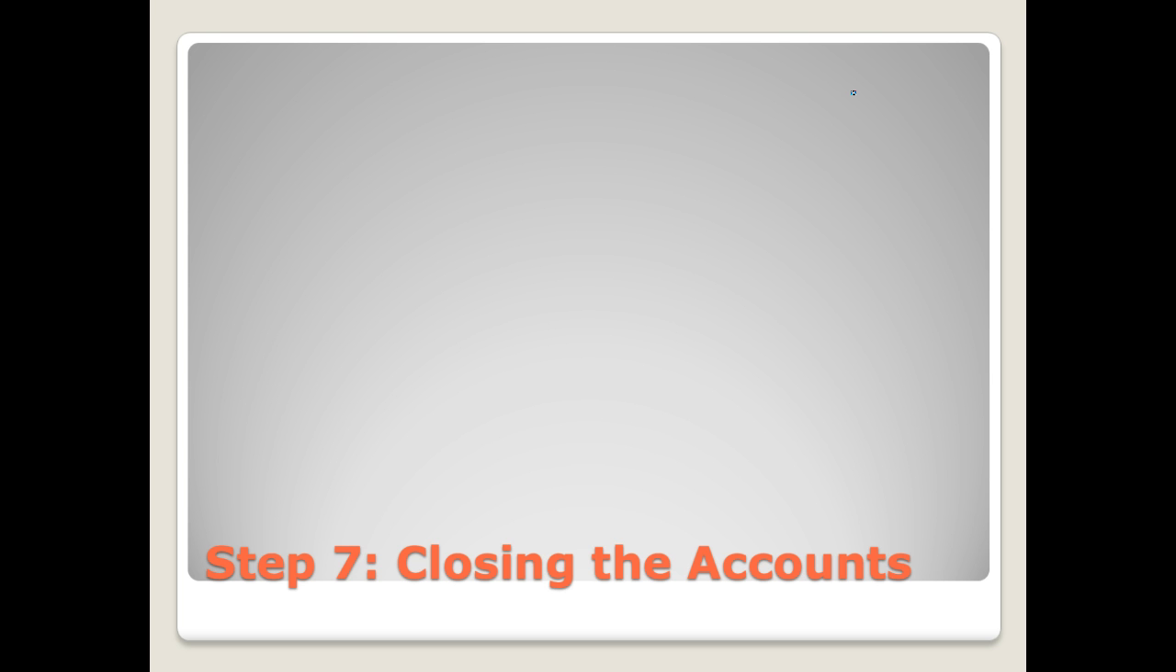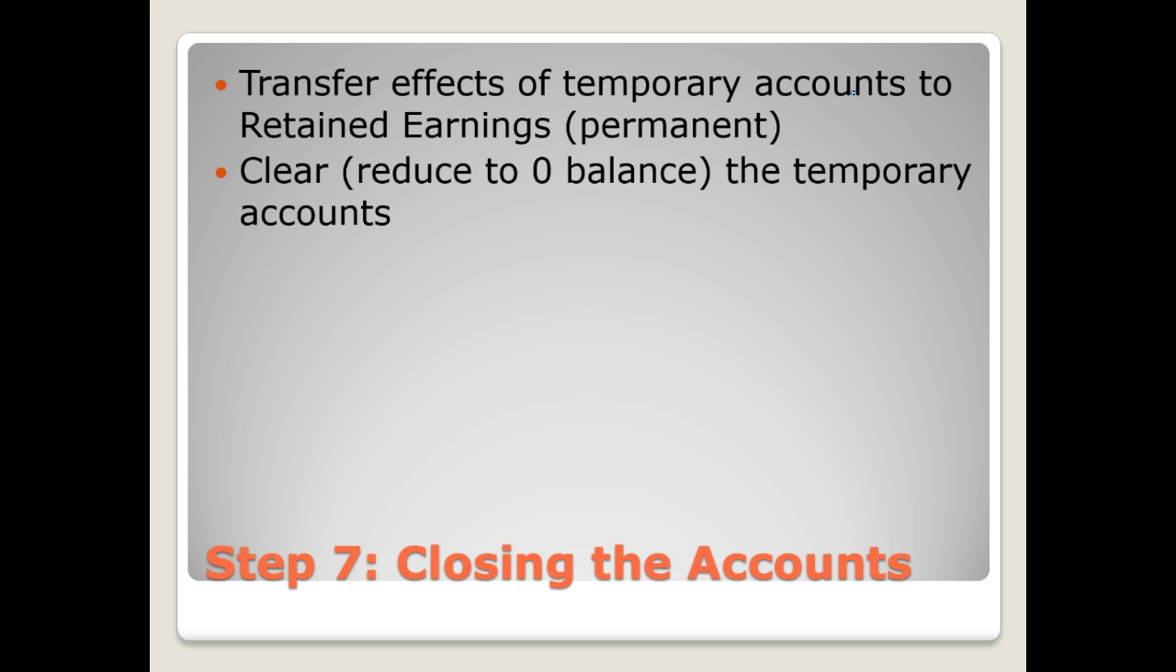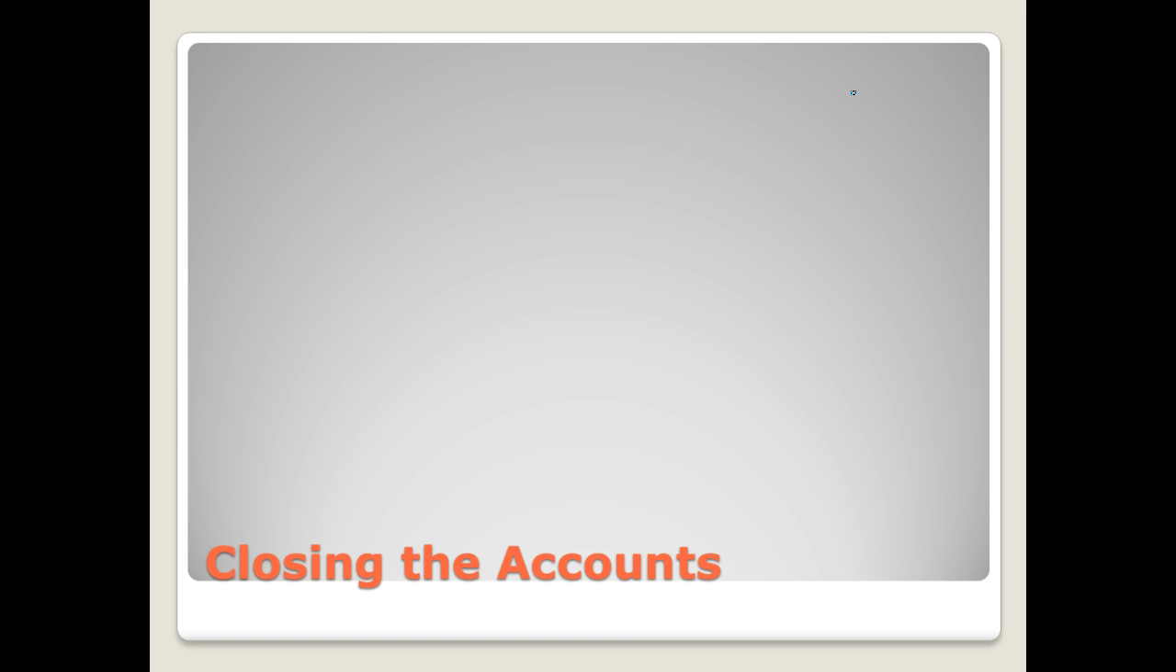So what we need to do is transfer the effects of the temporary accounts into retained earnings, which is a permanent account. That means we clear that particular temporary account down to a zero balance. If we did not close those temporary accounts, we would be accumulating the activities of all periods. That would be bad. We would be overcounting revenues and expenses from year to year.